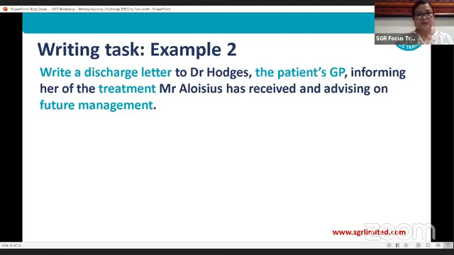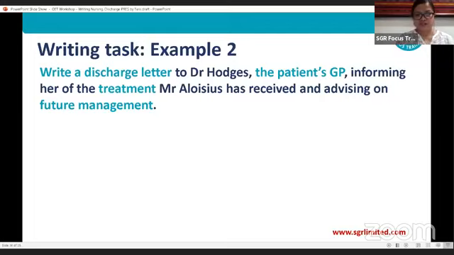So here is our writing task. The writing task is to write a discharge letter to Dr. Hodges, the patient's GP, informing her of the treatment Mr. Aloysius has received and advising on future management. Okay, again, a very short sentence, but it contains a lot of very useful information for us. So the writing task tells us exactly what type of letter we're supposed to write.